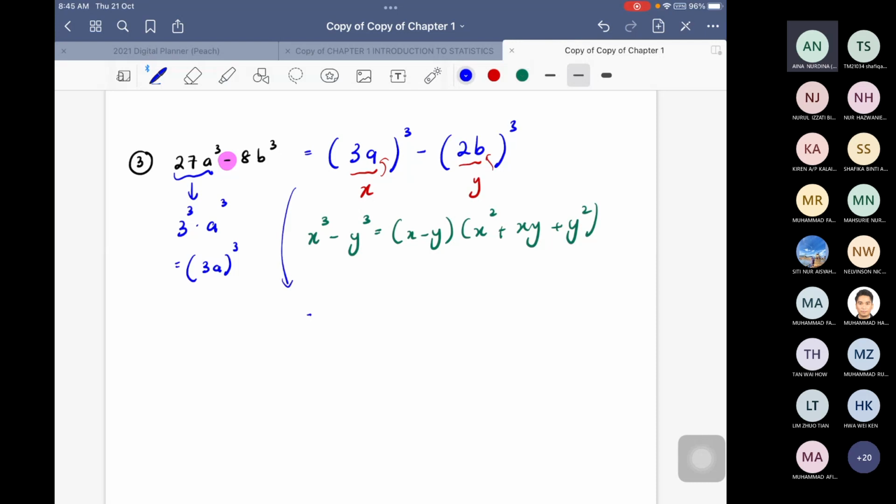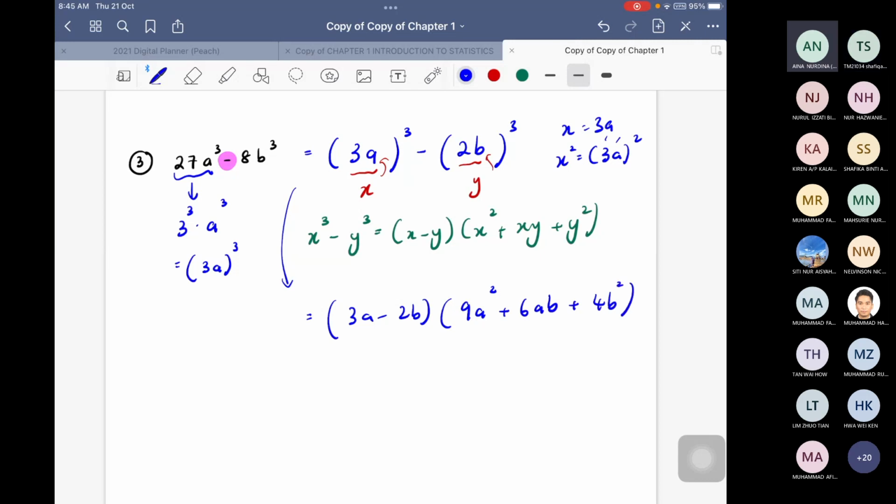So for our case, dia akan jadi sama dengan X tolak Y adalah bersamaan dengan 3A tolak 2B, and there goes my X square. So X adalah sama dengan 3A. So bila kita nak jadi X square, you kena squarekan kedua-dua term. Jangan square satu je, tak. Dua-dua. Tiga pun kena square, A pun kena square. So therefore for this case, kita akan dapat 9A square. And then X darab Y, kita akan dapat tambah 6AB. And Y square, kita akan dapat 4B square.